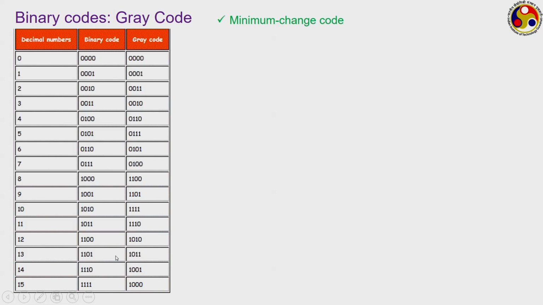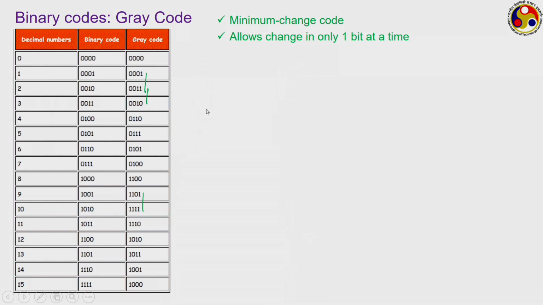Here the concept is minimum change, that is, only one bit is allowed to change at a time. Compare these two, here there is only a change in the second bit, from the LSB side. Between these two there is only one change in the first bit. Between these two there is only a change in the second bit. That is, between successive numbers there is only a single bit change, which is the advantage of gray code.